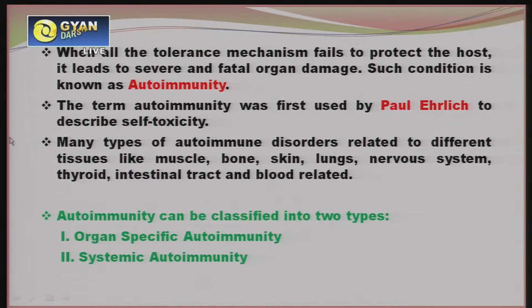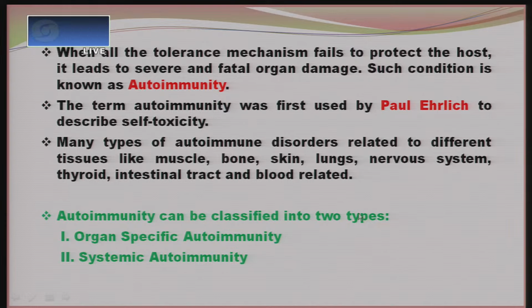When the tolerance mechanisms fail to protect the host, it leads to severe or fatal organ damage. Such a condition is known as autoimmunity. The term autoimmunity was first used by Paul Ehrlich to describe cell toxicity. There are many types of autoimmune disorders related to different tissues, like muscles, bone, skin, lungs, nervous system, thyroid, intestinal tract, and blood-related autoimmune disorders.